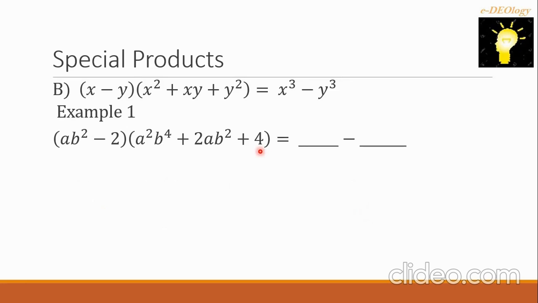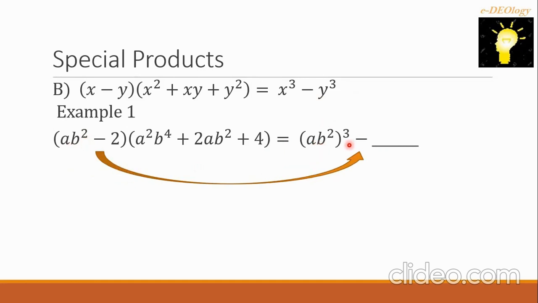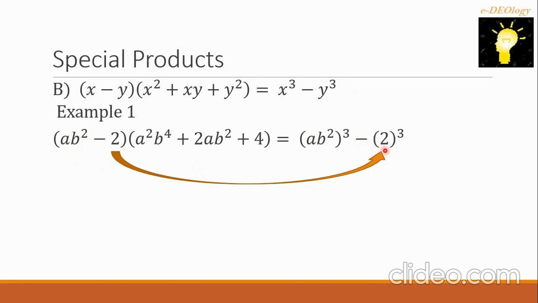In that case, we will go back to our problem. Then we will put now the special product. Let us write the two blanks to represent the two terms of our product. So the first blank here, we're going to copy the ab squared, write it here and then put the power 3. And then we should write the negative. And for the second blank, the 2 is copied and then write the power 3.